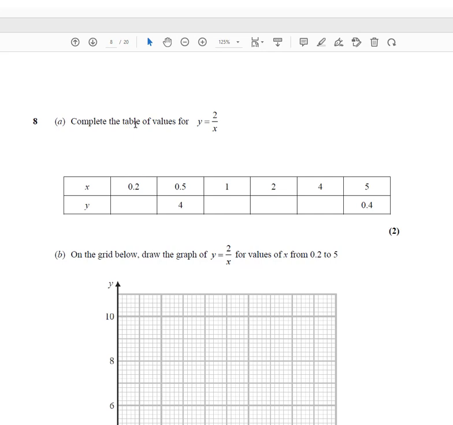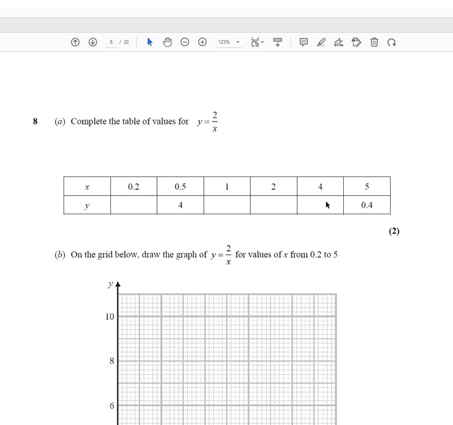Question 8. Complete the table of values for 2 divided by x. On the grid below, draw the graph of y equals 2 divided by x for values of x from 0.2 to 5. So we've got to work out what these are without a calculator. You must not use a calculator, so you're going to need to show some working out.